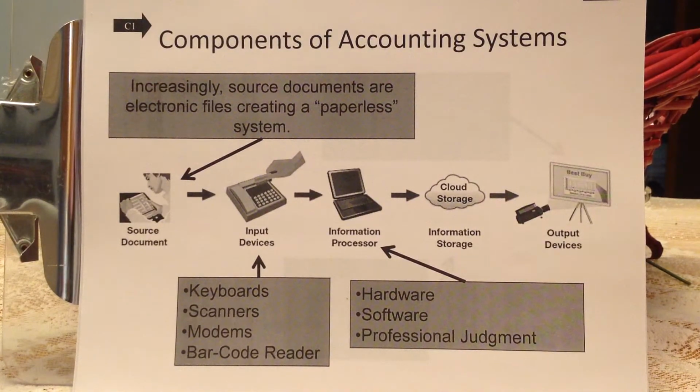That's the type of things that you're going to process this stuff with. Also, it can be computers. The next item is information processors, so that's hardware, software, professional judgment. How do you get from your input devices into your computer system that data so that your source documents flow through? Okay, so that's what that is talking about. So we need to find a way to get from our source documents to our input devices and then into our computer system.